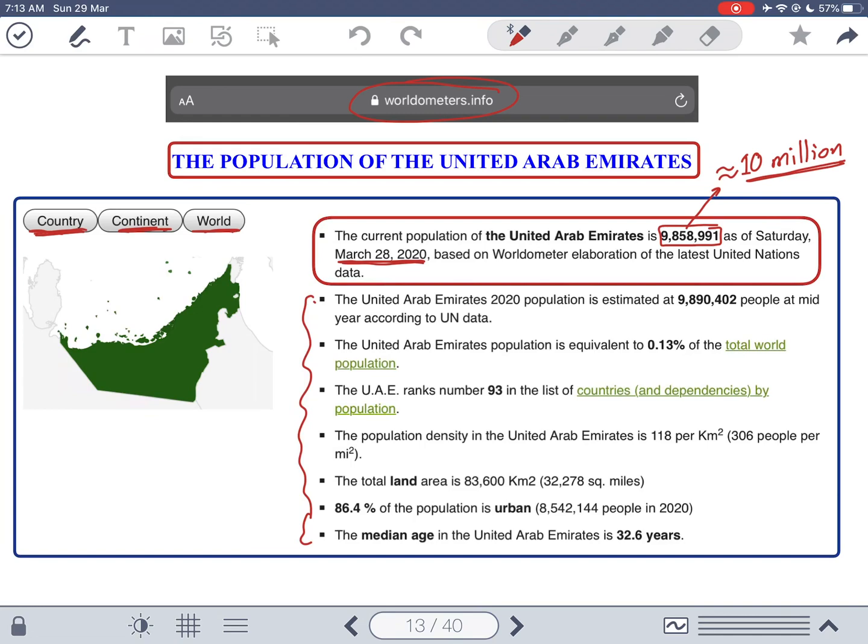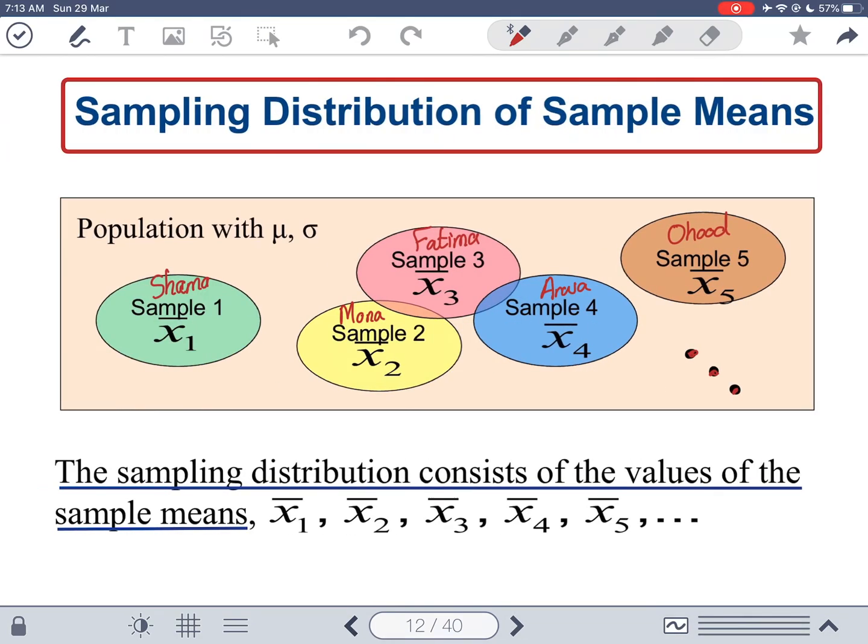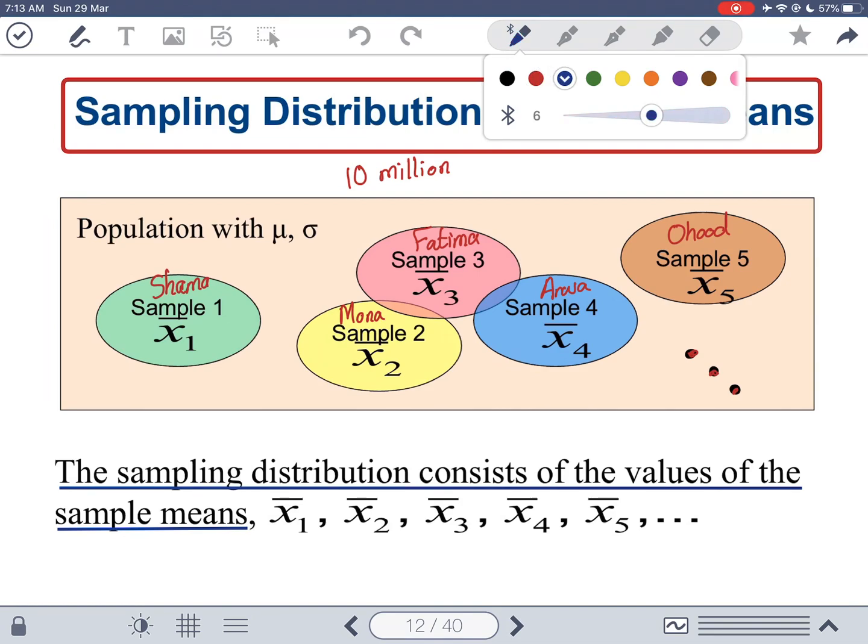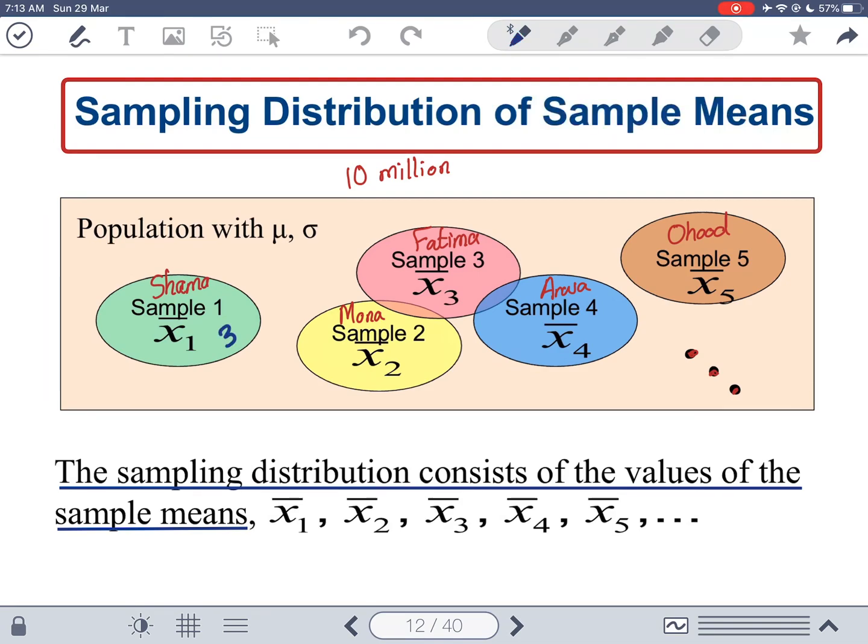So the 5 girls, or let's say the 5 students, know that the population of the UAE is about 10 million, and they want to know the average age. So are they going to ask the 10 million people to tell them their age? It's impossible for them. So what they will do is the following. They will all agree on a number. Let's say they agree on 30.